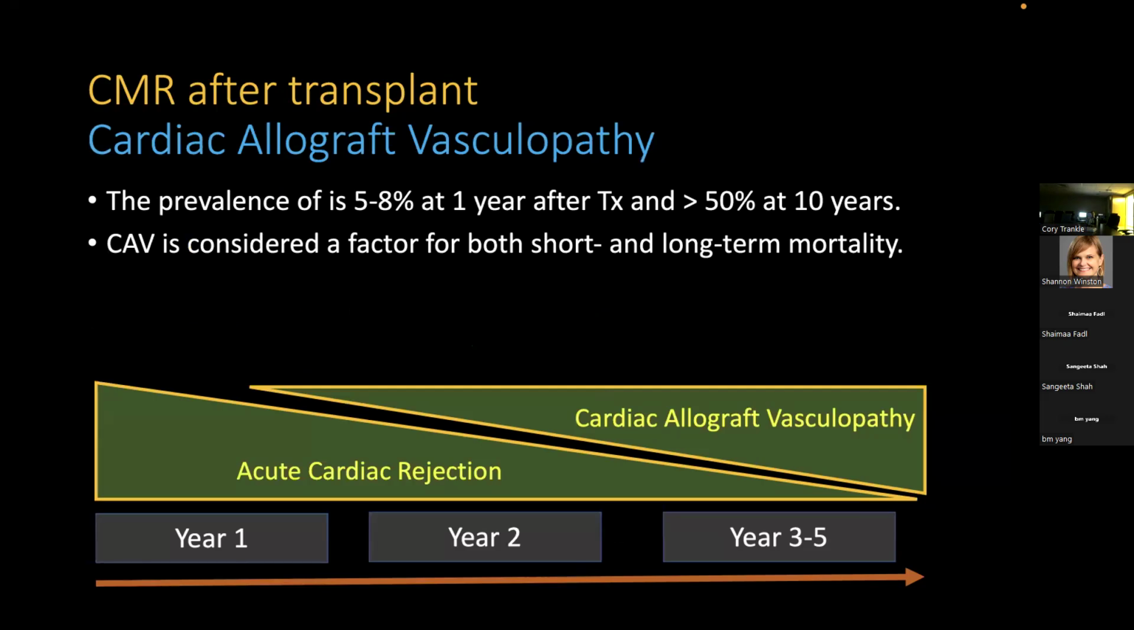Now, we will touch base on the vasculopathy. Acute cardiac rejection starts in the first year, and over time the risk decreases, but the vasculopathy is the opposite. It starts later, but the risk increases with time. The prevalence in the first year is 5 to 8%, and at 10 years the risk is around 50%, half of the patients. It is considered a factor for both short-term and long-term mortality.